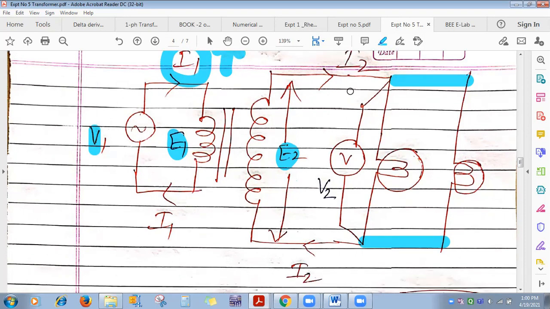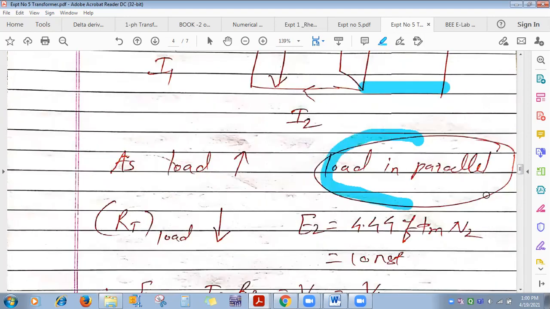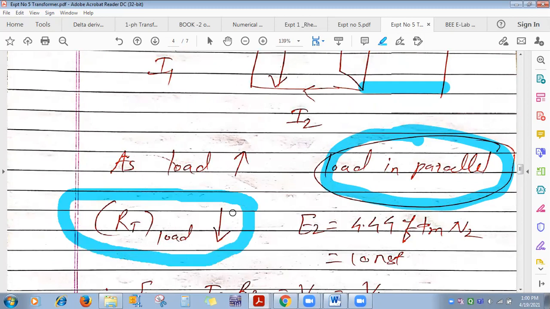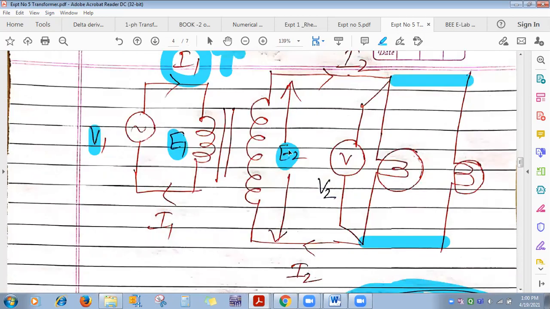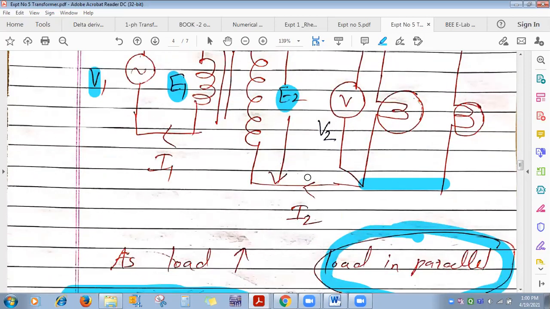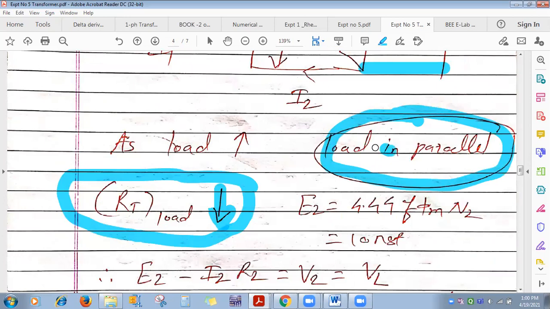Another reason why I2 increases: the load you are connecting here is in parallel. All of you know 4 ohm and 4 ohm in parallel, the resultant is 2 ohm, which means total load resistance decreases. On the secondary, two resistances are there. One is the copper winding resistance, another is the load resistance. We are talking about the load resistance and not the copper winding resistance. So as you increase the load in parallel, the total load resistance decreases.